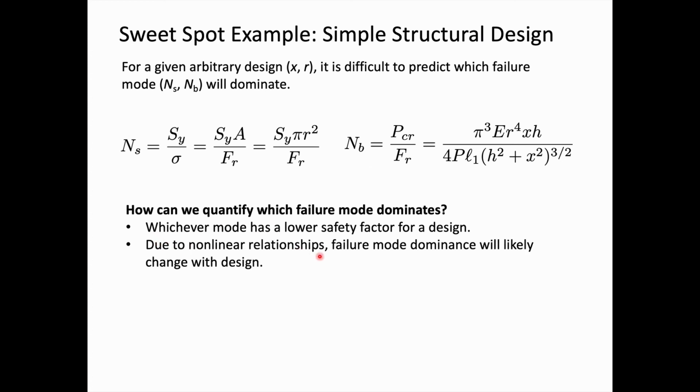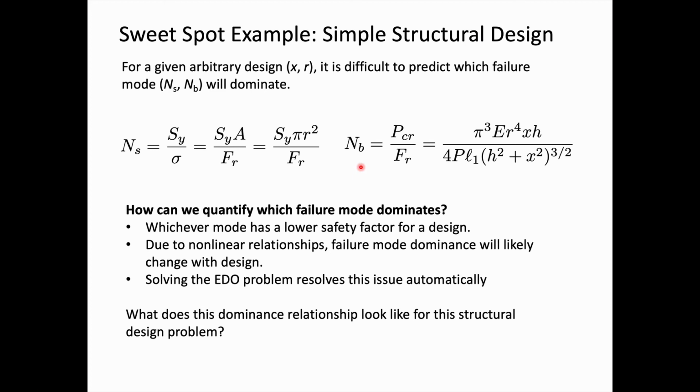Due to these nonlinear relationships, the failure mode dominance can change in the design space. So maybe NB is greater than NS in some parts of the design space, and the reverse is true in other parts of the design space. This is something that can very easily happen in practical engineering design optimization problems. When we are using optimization, it resolves this issue automatically. We don't have to know which failure mode is dominant if we are applying a nonlinear programming solver that allows for inequality constraints.